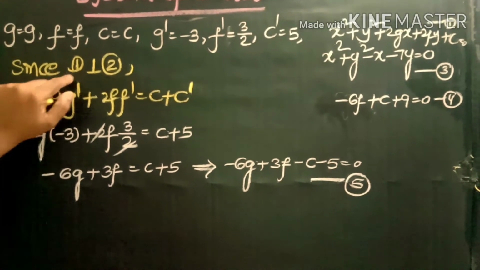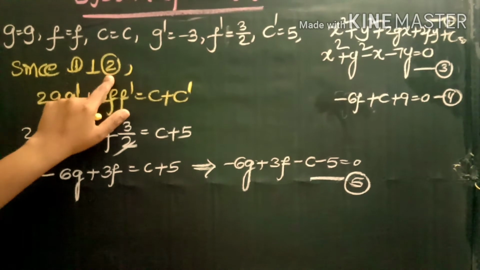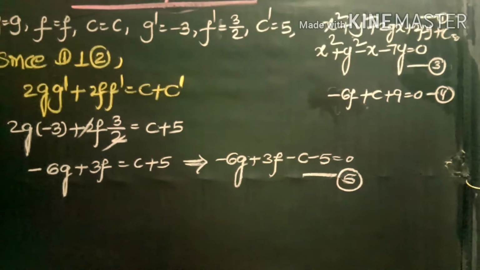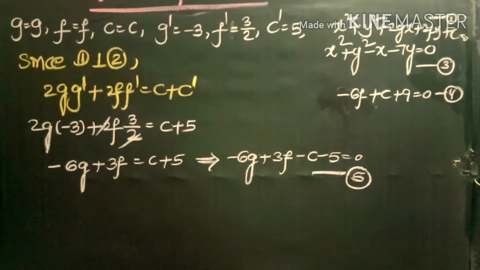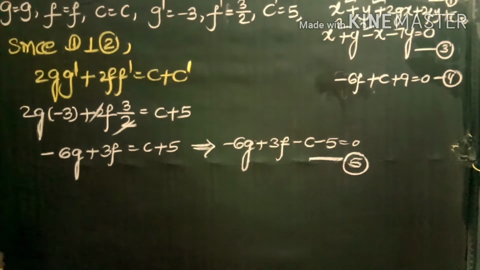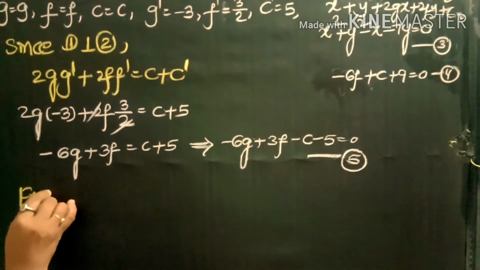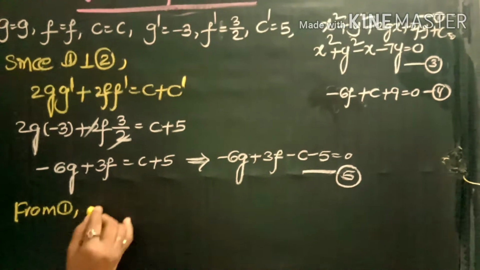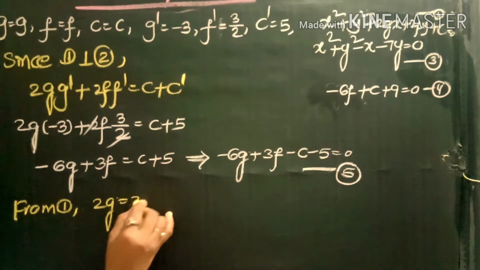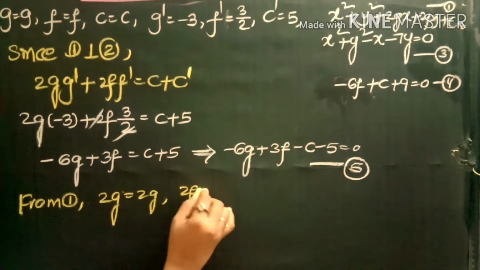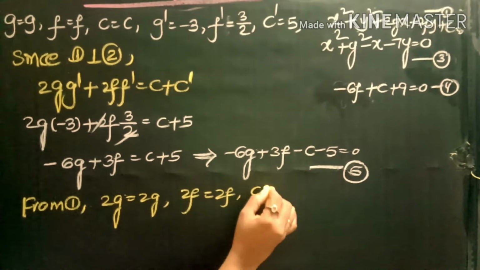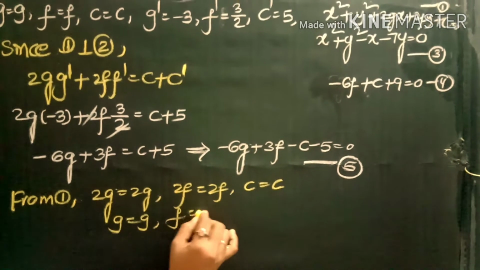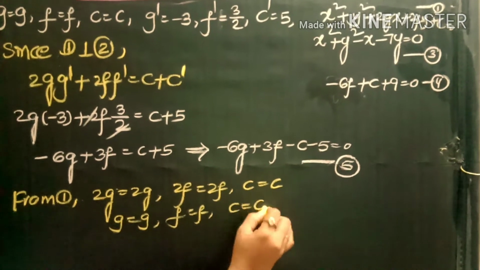Now here we applied the orthogonal condition to circles 1 and 2. Now we apply the orthogonal condition to circles 1 and 3. So from the first equation, since the first equation is in standard form, we have the values here. 2g is 2g, 2f is 2f and c is c. That is, g is g, f is f and c is c.